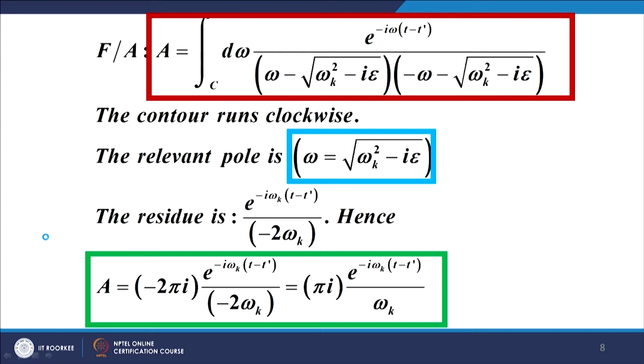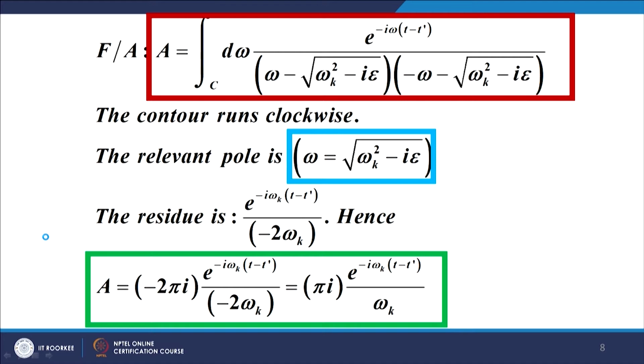If we close the contour in the lower half plane, we will enclose the pole which lies in the fourth quadrant, given by the expression in the blue box. We have to work out the residue at this particular pole, and we find the residue to be e to the power minus i omega k times t minus t dash, divided by minus 2 omega k. Please note this is in the limit that epsilon tends to 0.